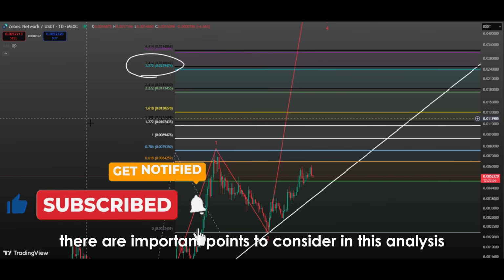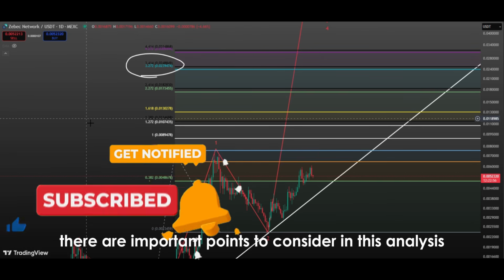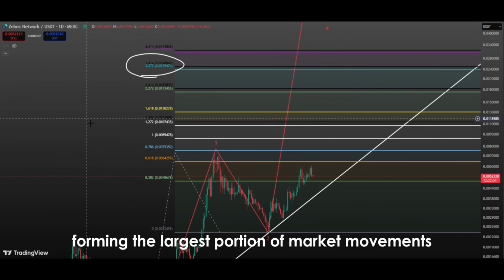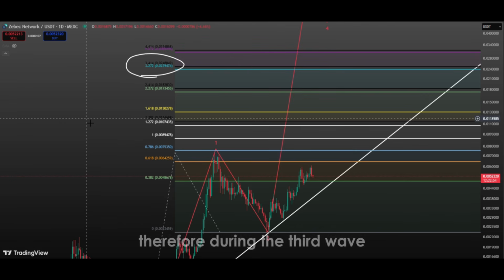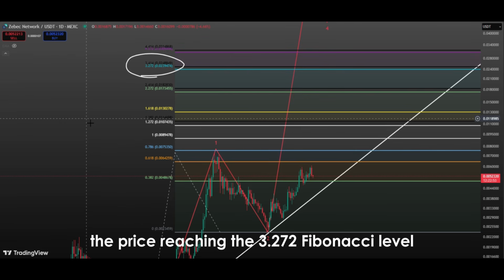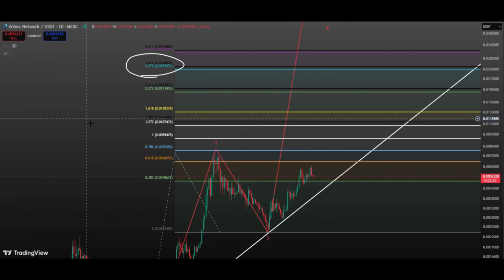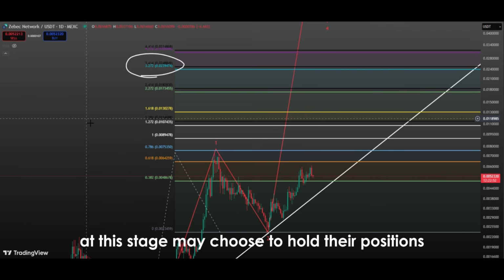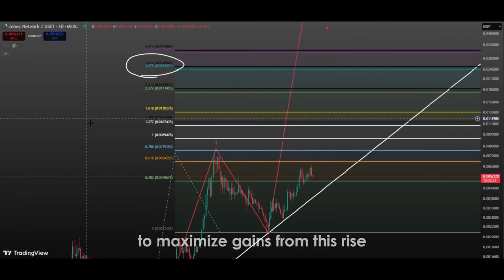There are important points to consider in this analysis. First, the third wave is generally considered the most powerful wave, forming the largest portion of market movements. Therefore, during the third wave, the price reaching the 3.272 Fibonacci level shows that the market momentum is strong. Investors at this stage may choose to hold their positions or make additional purchases to maximize gains from this rise.